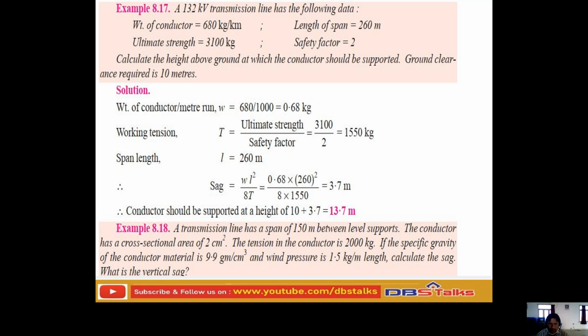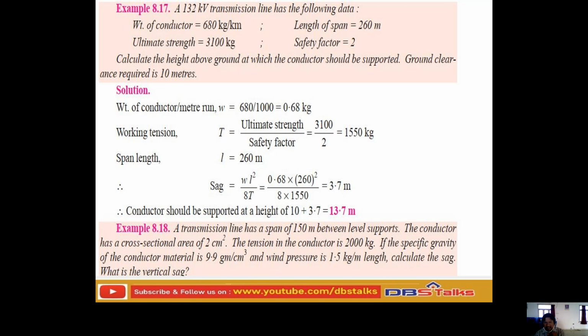Span length given is 260 meters. Now we know the formula for sag, W L square by 8T. W is the weight of the conductor, 0.68, multiplied by L, 260 meters, square, divided by 8 into tension, that is 1550. We are getting sag equal to 3.7 meters.